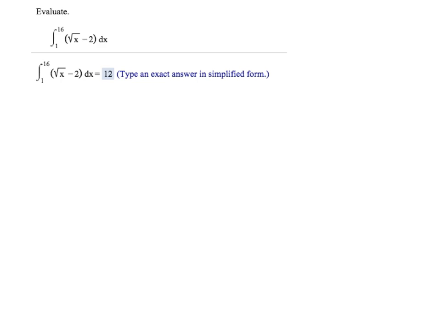This is a solution to one of the homework problems from section 4.3. This is a definite integral, so we're going to use the fundamental theorem of calculus, and that means that we need to first find an antiderivative of the function that's being integrated.